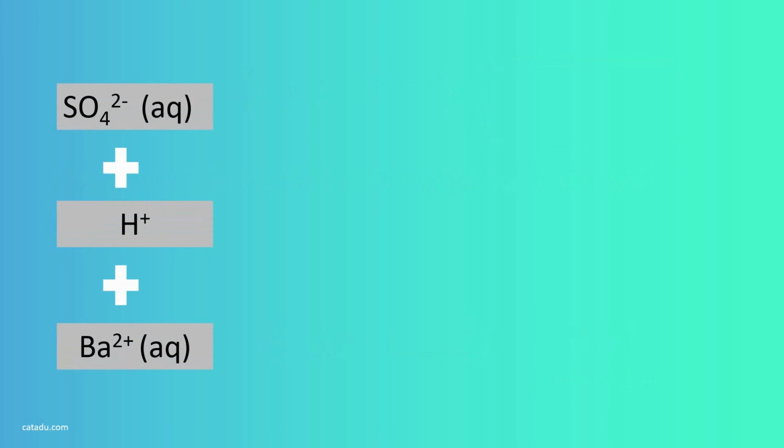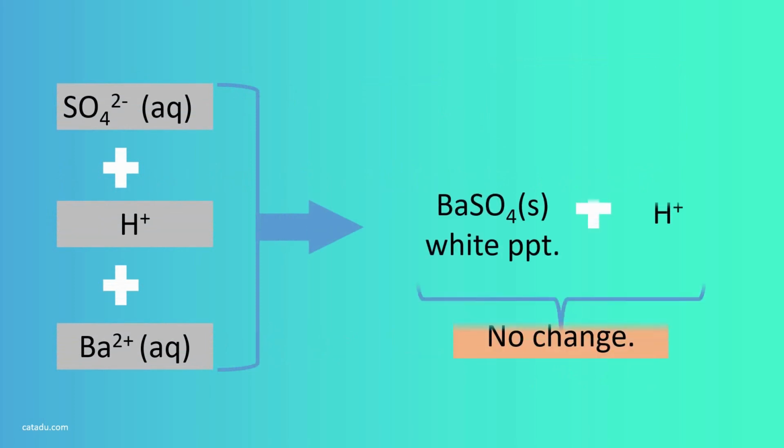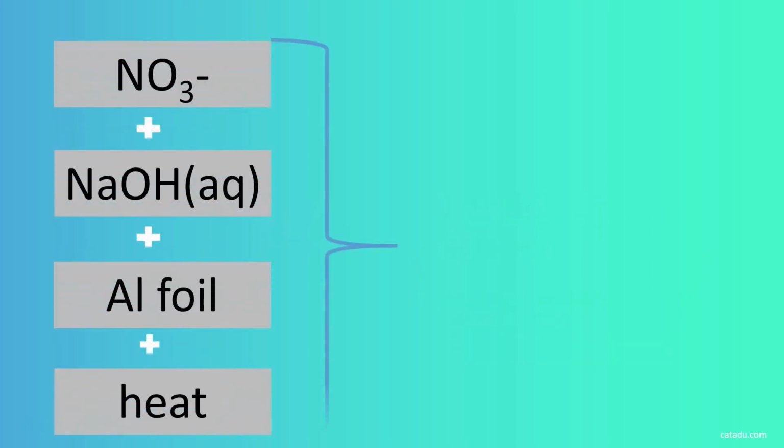Sulfate ion, we add acid, nitric acid mainly, and barium chloride or barium nitrate, we get barium sulfate. Adding excess nitric acid, the white barium sulfate is insoluble. That is, sulfate ion presence is confirmed.